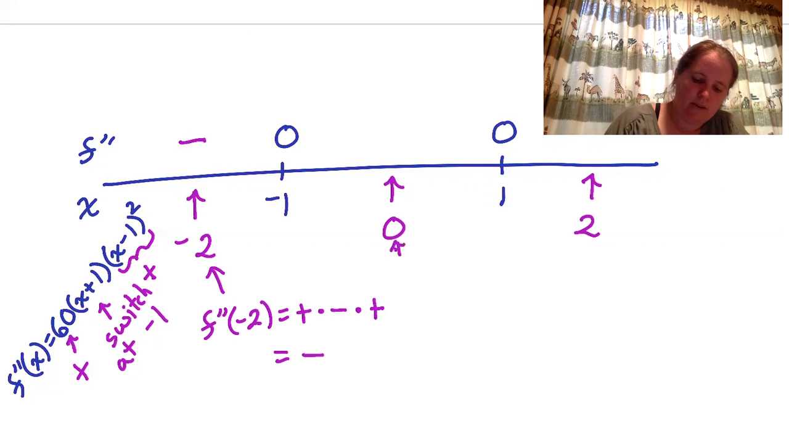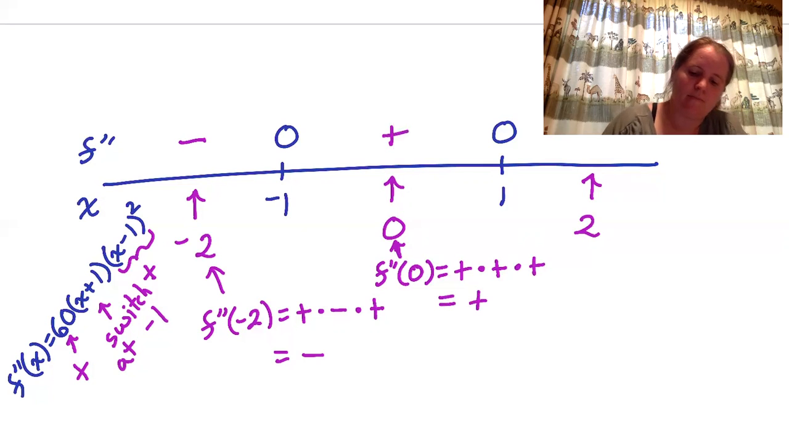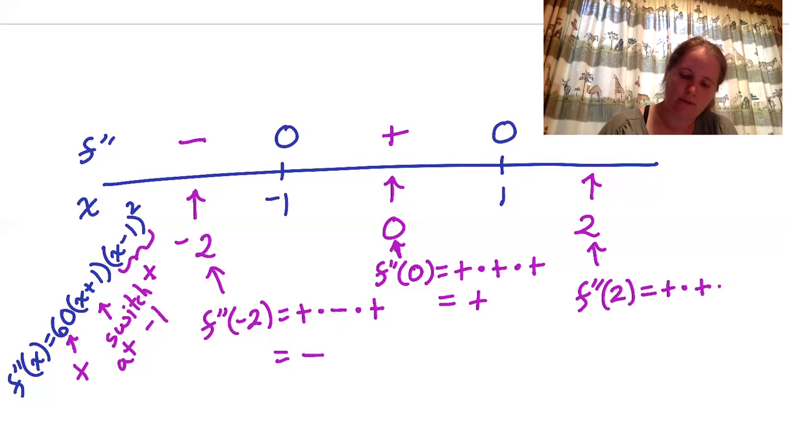At 0, we have a second derivative evaluated at 0. That first factor is positive. Then 0 plus 1 is now positive. The last factor is always positive, and we get positive. And then at our last one, once again, that second derivative evaluated at 2, the first factor is always positive. 2 plus 1 is a positive 3, and that last factor is always positive. We once again get positive.